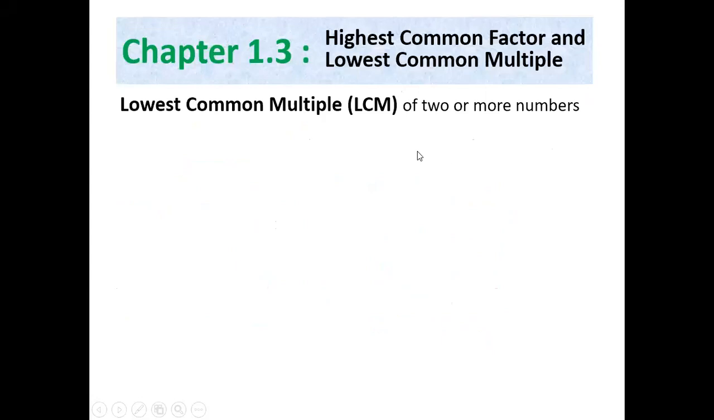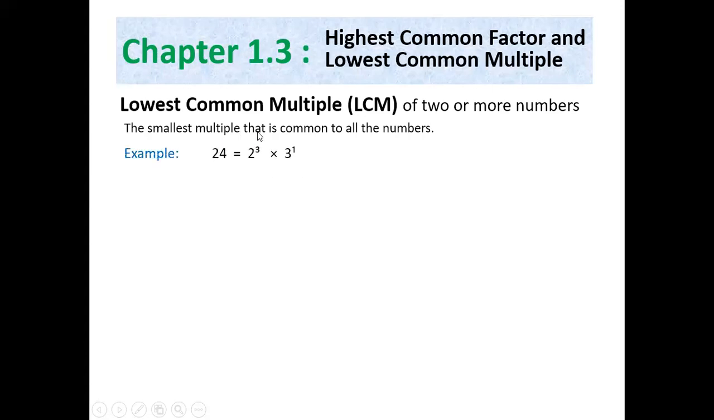Now, lowest common multiple. We are talking about the next level, the last part of this chapter. Lowest common multiple of 2 or more numbers. It's supposed to be more than 1 because it's common. Common means shared, which means more than 1 person. So the smallest multiple that is common to all the numbers.